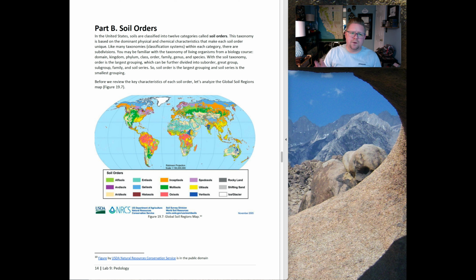Now, before we review the key characteristics of each soil, let's just analyze the global soil region map, which can be observed here, figure 19.7. So we can see all these different names. You've got antisols, you've got oxisols, ice, glaciers, rocky land. So we have all these different soil names, and I think what's interesting when looking at stuff like this, especially if it's not something that you're quite familiar with, is when you learn to make those observations and interpretations.